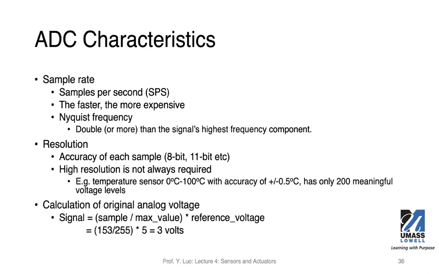Let's look at this example. We have a temperature sensor that has a range from 0 degree to 100 degree Celsius, and it has an accuracy of plus minus 0.5 degree. That means we only have 200 meaningful values in terms of the degree. That corresponds to 200 meaningful voltage levels. With such a range and the accuracy of this physical quantity, what will be the required bits of the samples? Can anyone tell me?